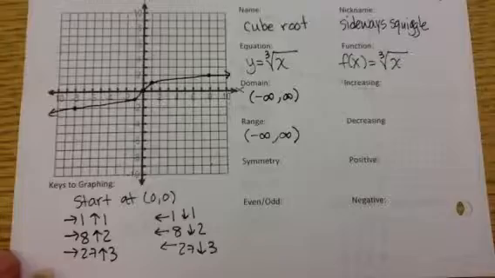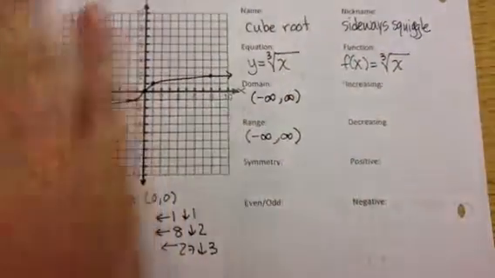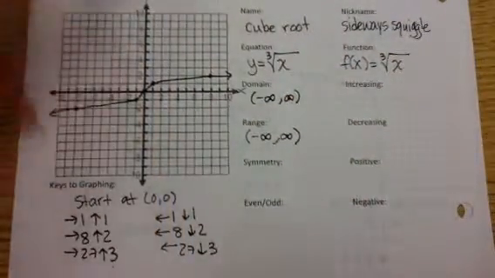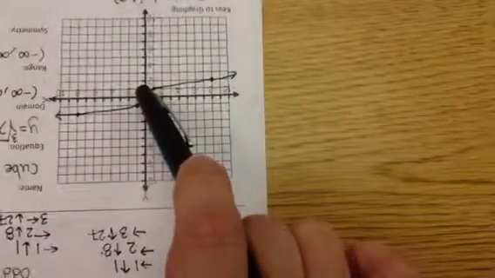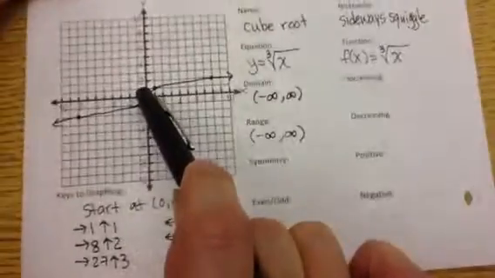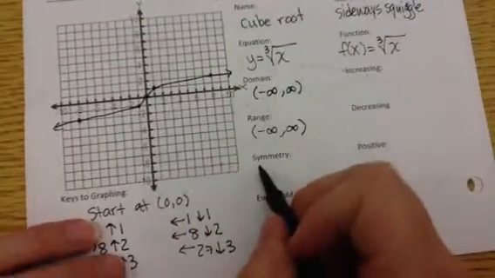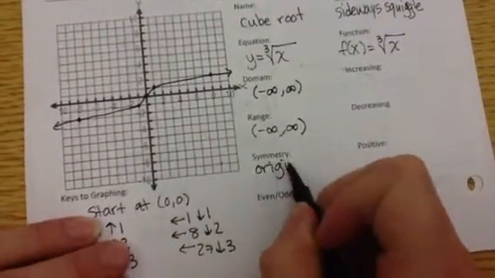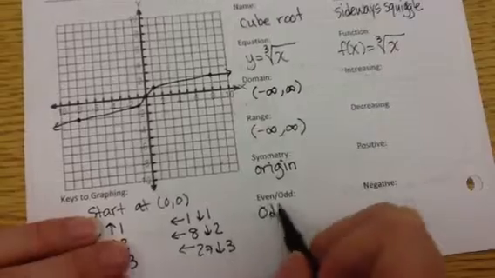Let's check for symmetry. If I fold it across the y-axis, it does not match up. If I rotate it 180 degrees about the origin, I end up with the same graph I started with. So it has origin symmetry, which means it is an odd function.